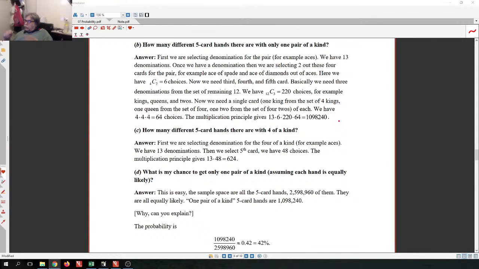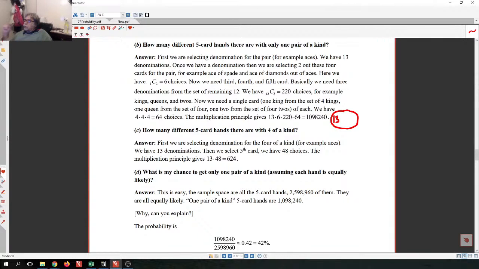So your first choice is the pair. How do you get a pair? Well, you need to select the denomination that you're going to have. Either it's going to be a pair of aces, or a pair of queens, or a pair of kings, or a pair of jacks, or something else. You have 13 options for that. So I'm using the multiplication principle here.